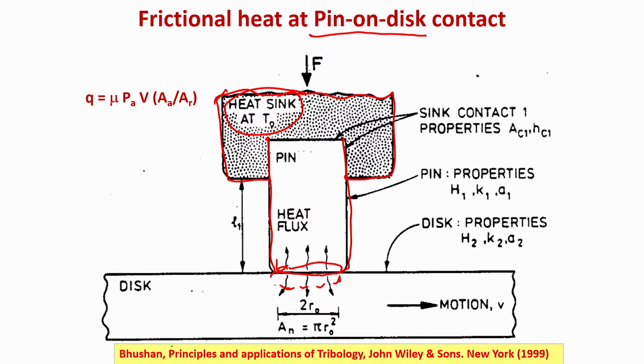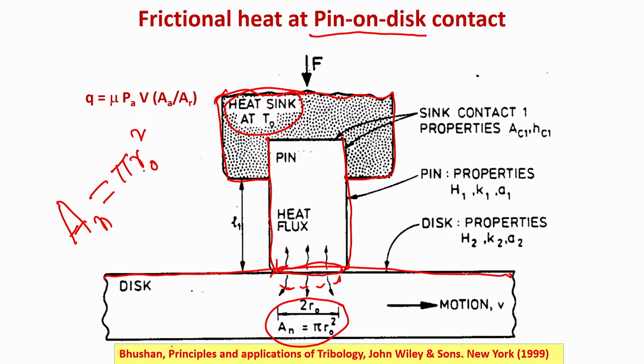So, this contact area, essentially what we are saying is the nominal contact area. I have mentioned it to you in the last slide. The nominal contact area A subscript n is equal to pi r naught square, where r naught is your contact radius. Okay.